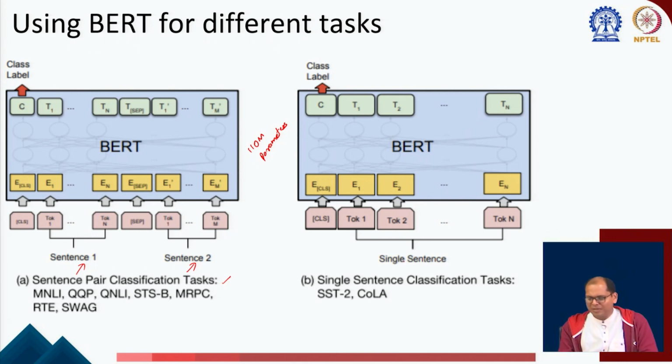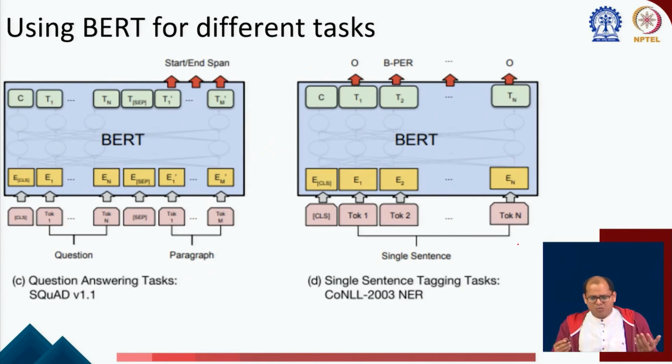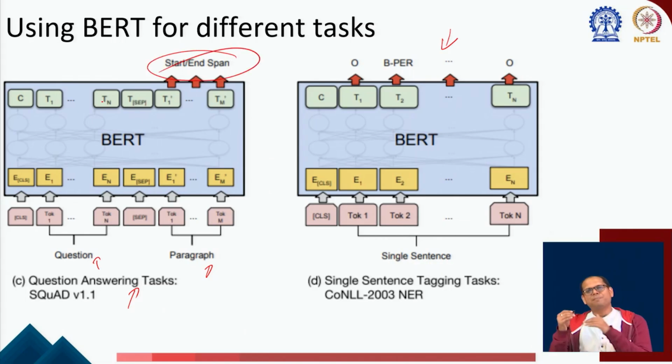You may have a single sentence you want to classify, like when you are doing sentiment analysis or spam detection. You want to classify into spam, not spam, or positive, negative, neutral. Or you want to do NER tasks, where you are given a sentence and you want to find the named entity tags from it. Or a new task like SQuAD question answering, where you have a question and a paragraph, and you want to find out the answer to the question within the paragraph. So you have a span in the paragraph that answers the question. So, any span based task.